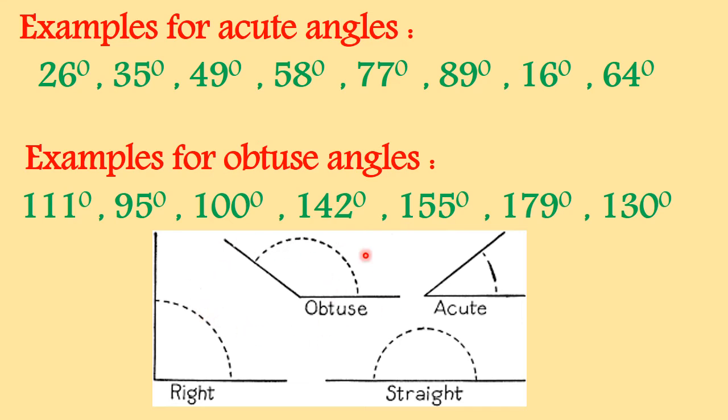Now can you see this image? Here this is a right angle. Then this is an obtuse angle. Obtuse means greater than 90 degrees but less than 180 degrees. Then this is an acute angle. And this is a straight line. A straight line is 180 degrees.